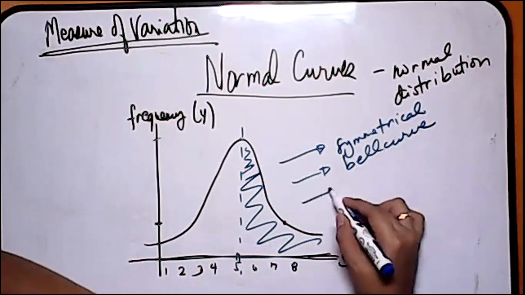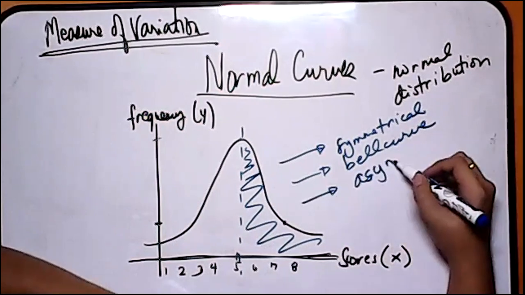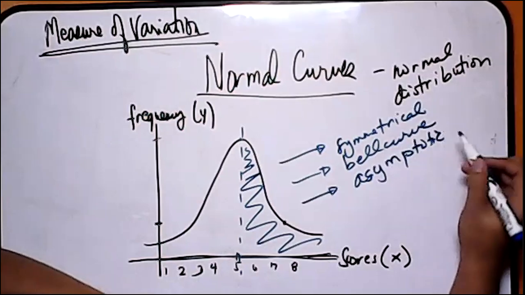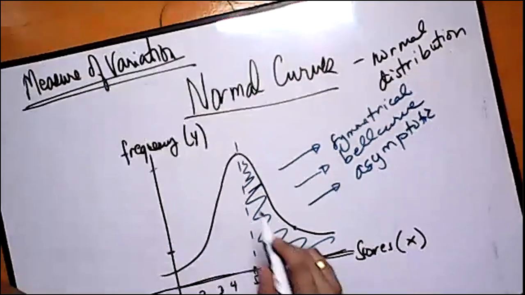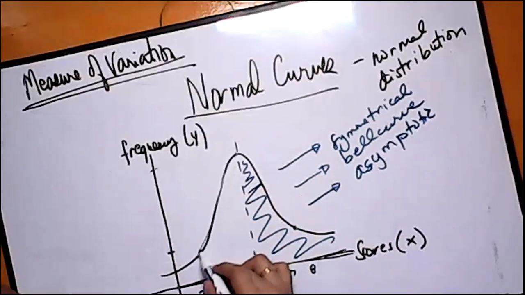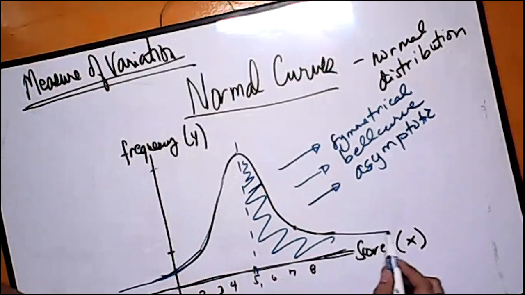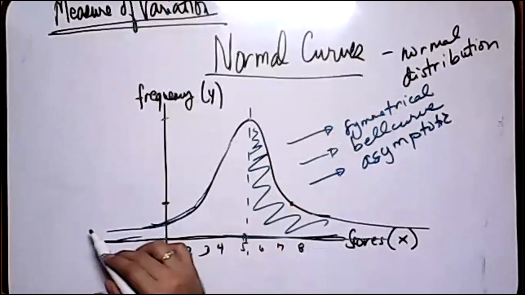Now, the normal curve is also asymptotic. Hindi asymptomatic, hindi COVID yan. Asymptotic. Pag sinabing asymptotic, kahit na i-extend mo tong dulo ng curve, it will never touch the x-axis. That is what we mean by asymptotic. Asymptote to the axis.